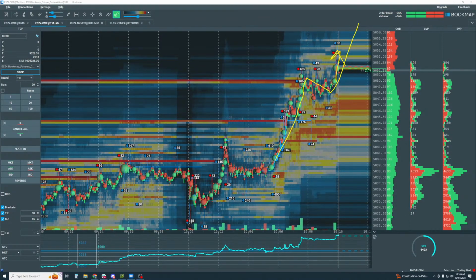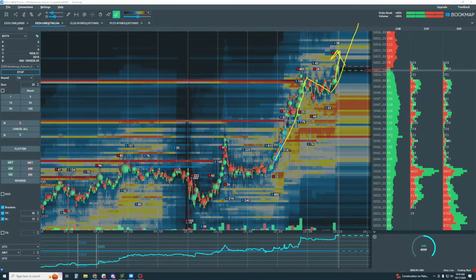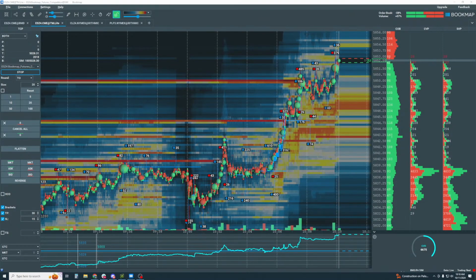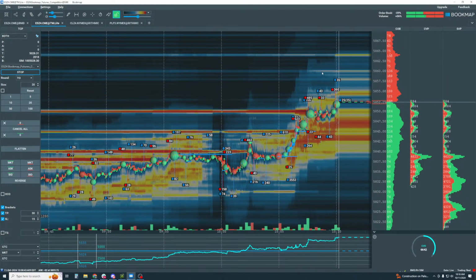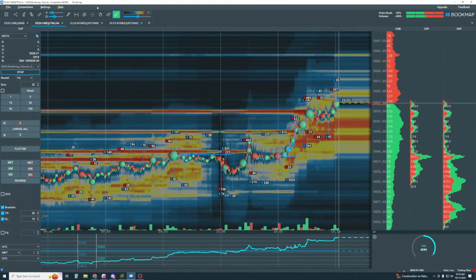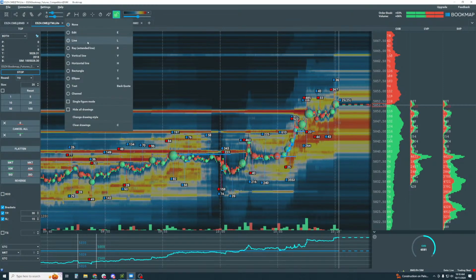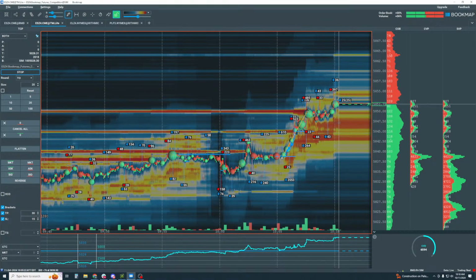This is the flag pattern that we're talking about. But I have a few concerns about it right now. Let's zoom out a little bit and see where this might go in terms of liquidity. So this is how we can start to target areas as well.